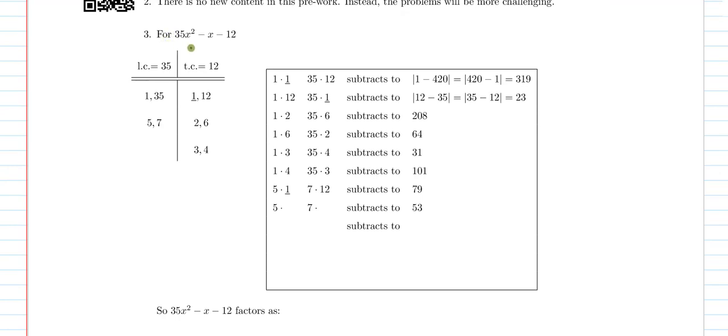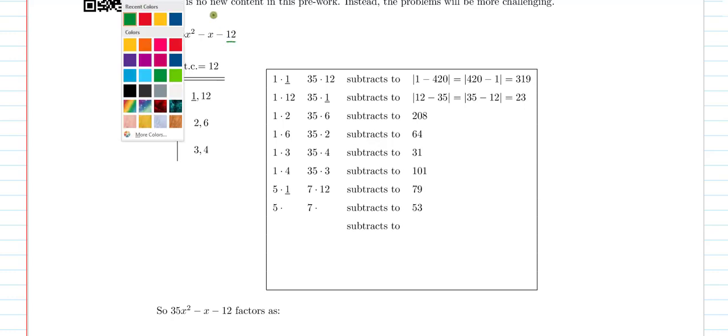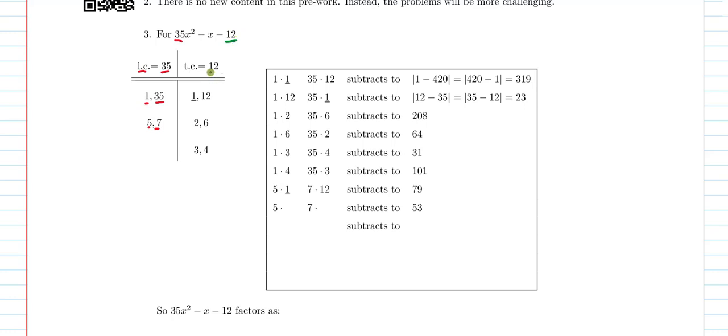Okay, so I went ahead and actually did some of the work that you might write out when you're factoring a trinomial. So what I did here first was I took the leading coefficient, which was 35, and you can see that I listed out all of the factored pairs of 35. I also took the trailing coefficient, which was 12. There's our trailing coefficient, and I listed out all the factored pairs of 12.